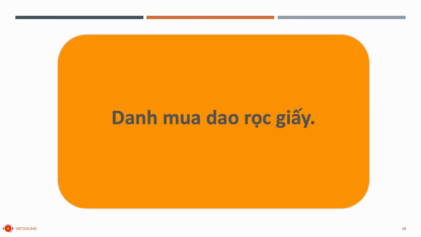Okay, now let's try to say some sentences with many of the Z sound. I'm going to do it in 3 steps. On the first step, I'm going to say the sentence very slowly. Then I'm going to do it a little bit faster. And on the last step, I'm going to say the sentence with normal speed. Okay. Danh, mua, dao, rọc, giấy.